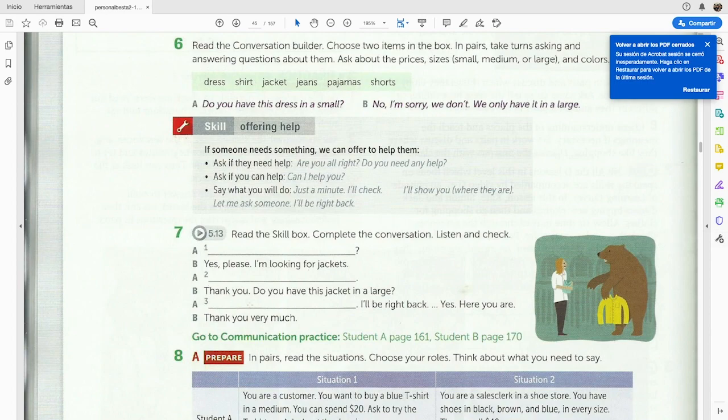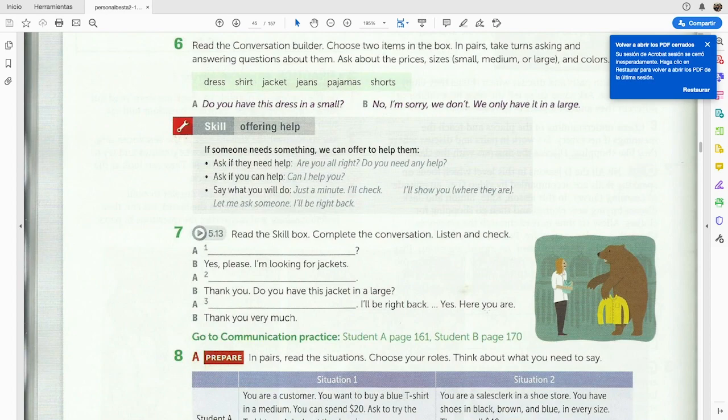And the last one, thank you very much. I'll be right back, and here you are. So maybe the expression that you need to use here, let me see. I'm not sure in this case. Let's see. I'll be alright, thank you very much. I'll show you, or let me ask someone, for example. Let me ask someone. I'll be right back. Oh, here you are, for example.